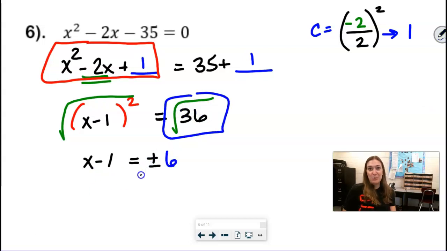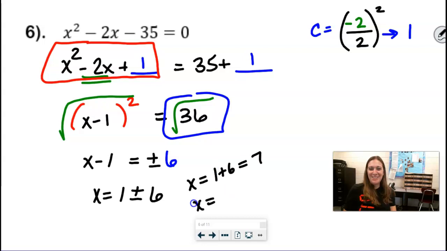So my final step normally would just be to add the 1 over. But this is the rare exception where now you got to take it further. We have all integer answers. We don't have irrational pieces anymore. So my first answer would be 1 plus 6, better known as 7. And then my other answer is 1 minus 6, better known as negative 5. So there's my two answers.